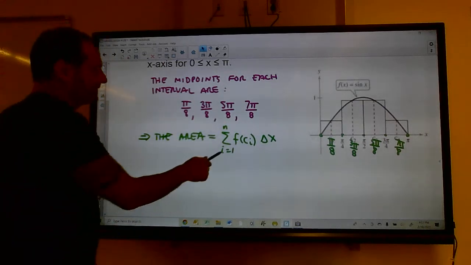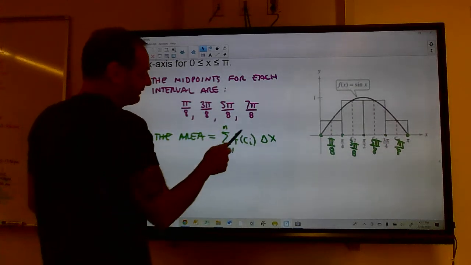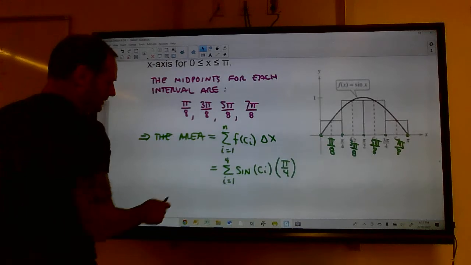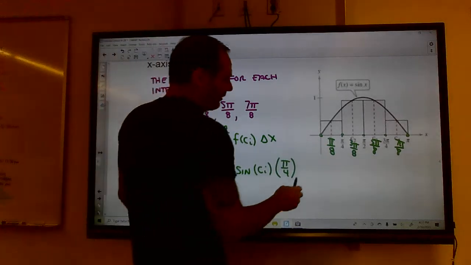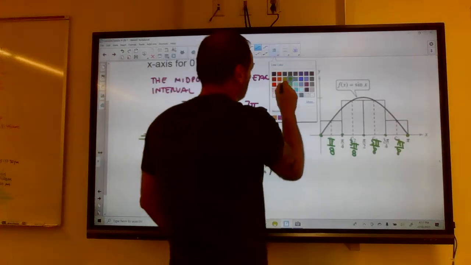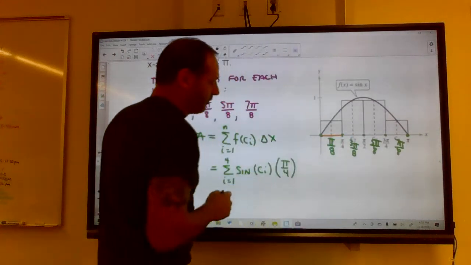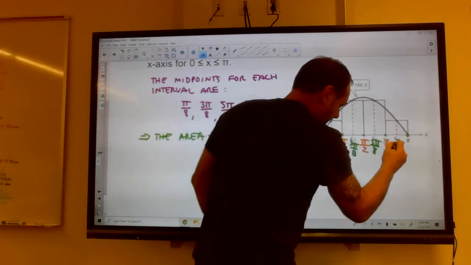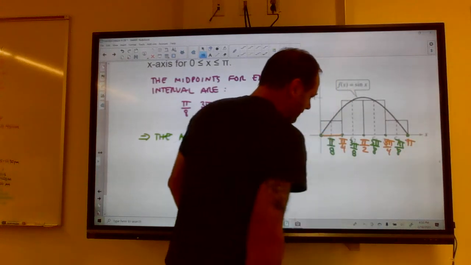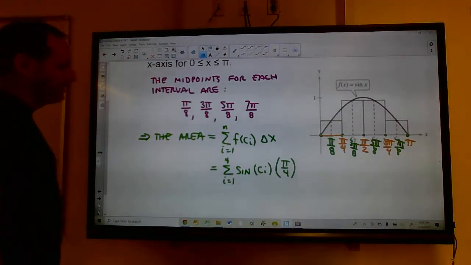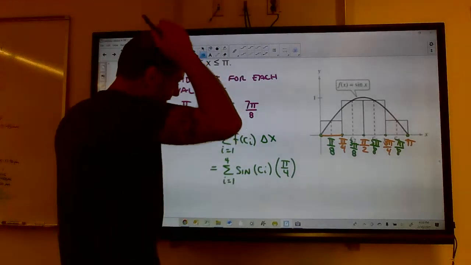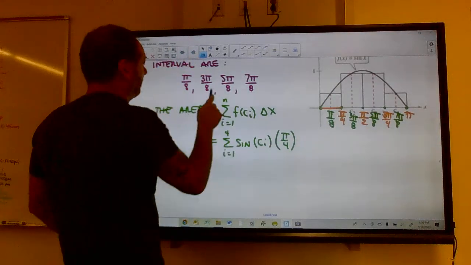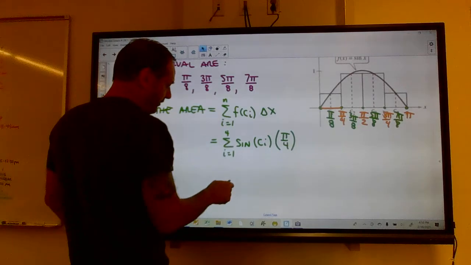The area is going to be the sum as i goes from 1 to n of the f(c_i)'s times delta x's. Okay, the delta x is pi over 4, right? Because that's the distance from here to here. It's pi over 4. It's hard to read this, the resolution's not very good. So the delta x is pi over 4, and then f of c_i is just the sine of the c_i's. So we're going to plug in here pi over 8, 3 pi over 8, 5 pi over 8, 7 pi over 8. I'm going to add those 4 things up.